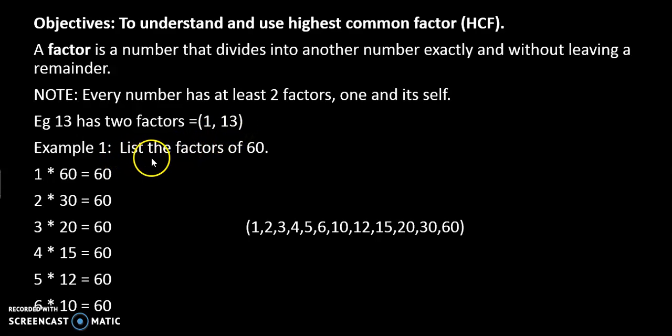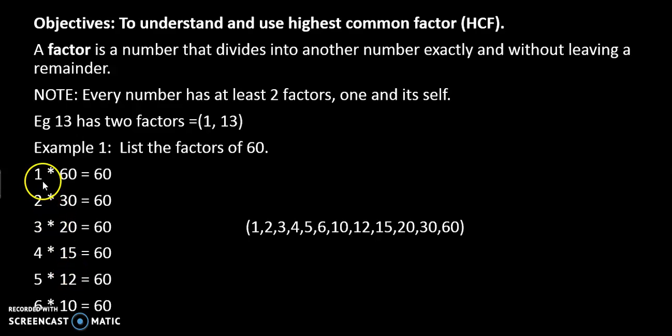Let's try an example here. List the factors of 60. For us to be able to list the factors of 60, we say that it has to divide that number and leave no remainder. So the easiest way, think of two numbers, okay? Think of two numbers that you will multiply and get 60. Which two numbers? Let's start. If I have 1 times 60, I will get 60. 2 times 30, I will get 60. 3 times 20, I will get 60. 4 times 15, I will get 60. 5 times 12, I will get 60. 6 times 10, I'll get 60.